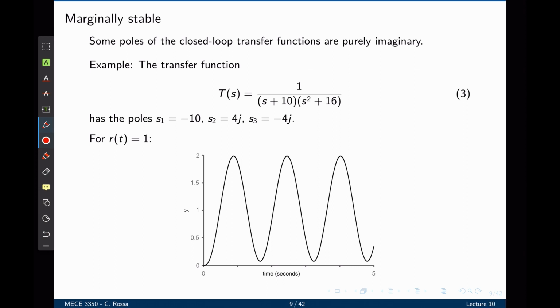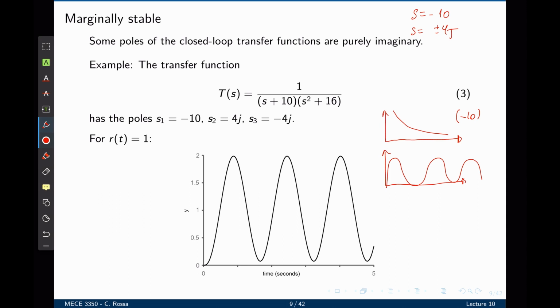Let's touch a bit more on the concept of marginally stable. This happens when some poles of the closed-loop transfer function are purely imaginary. Consider the transfer function given in equation 3, 1 over (s + 10) times (s² + 16). We have 3 poles, one at negative 10, and 2 at plus/minus 4j. The real pole at negative 10 will create an exponential that decays to 0. The purely imaginary poles will create a sinusoidal waveform without any exponential because the real part is 0.